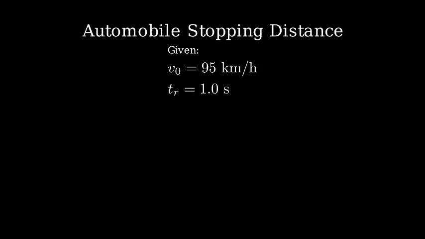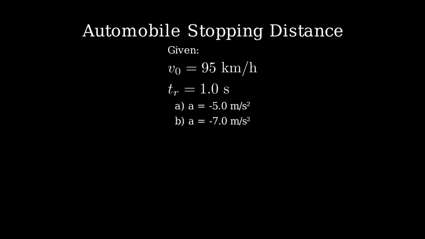Let's solve a problem about stopping distances for an automobile. A car is traveling at 95 kilometers per hour, and the driver has a reaction time of 1.0 seconds. We need to find the total stopping distance in two cases. First, when the car decelerates at 5.0 meters per second squared, and second, when it decelerates at 7.0 meters per second squared.